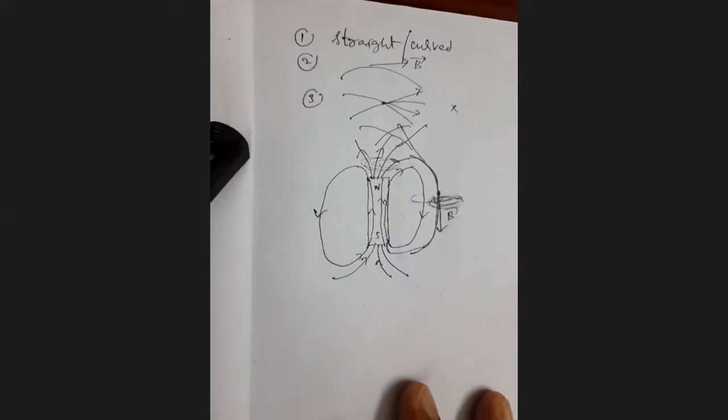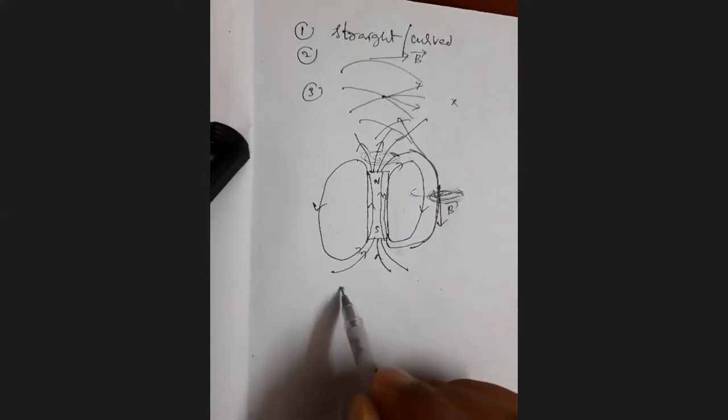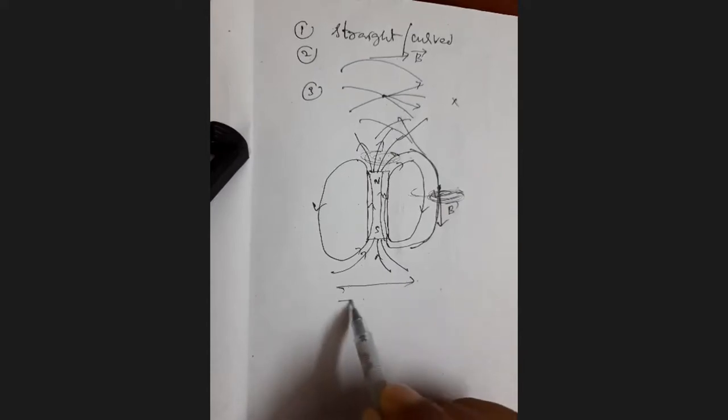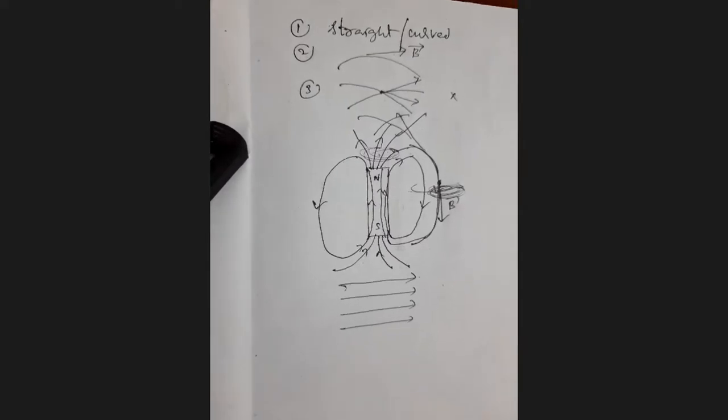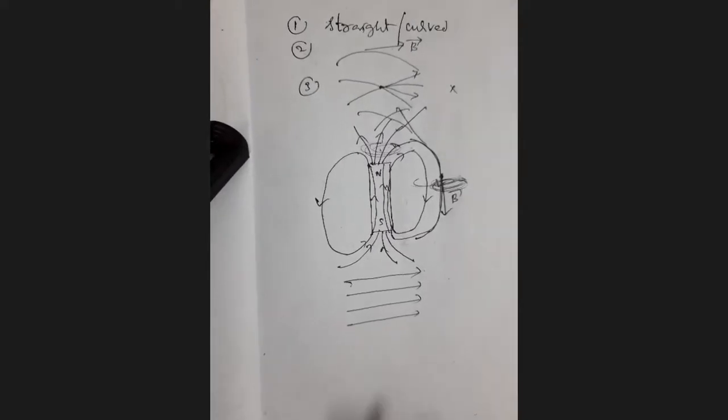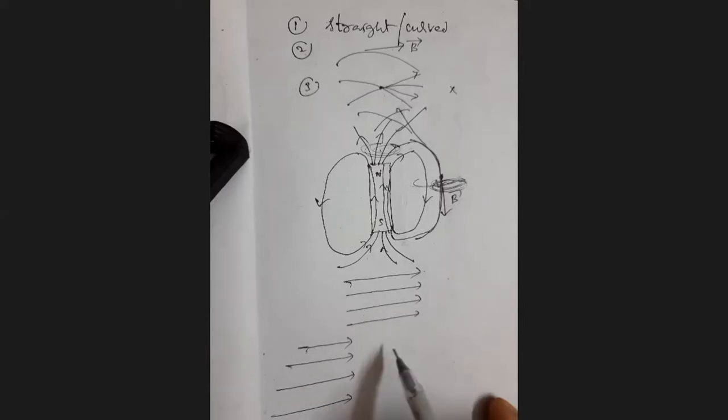In the uniform magnetic field, the magnetic lines of force are parallel and equidistant like this, similar to a uniform electric field. In the non-uniform magnetic field, the lines of force may be parallel like this, and they may be curved lines.